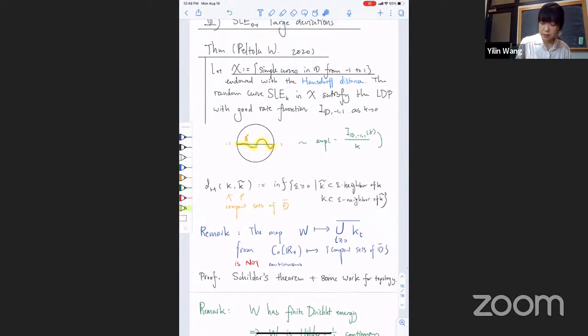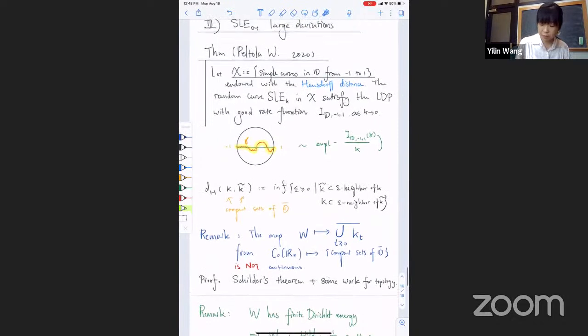But so these are some technical difficulties. In the end, the result itself is just a consequence of Schilder's theorem, where it says that I know how the rare events of small multiple Brownian motion behave, and then it will tell me something about small kappa SLE, how that is related to Loewner energy.